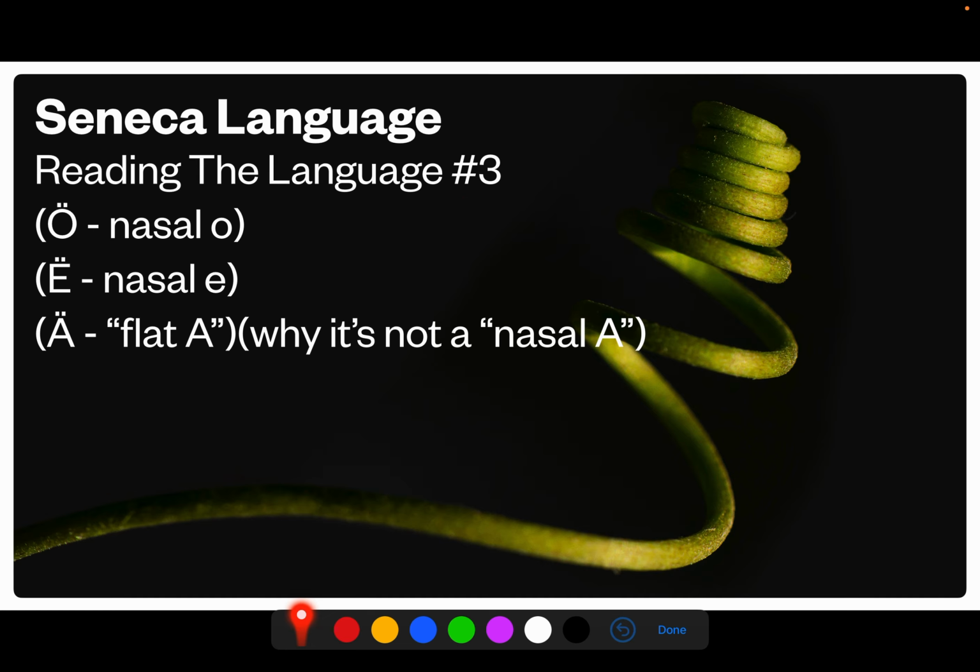This is the third video I've made about reading the language. I'm going to go over the nasal O, which is an O with the dots over it, and the nasal E, an E with the dots over it. And then this one, we've come to call the flat A. Some people call it A with two dots. I'll show why it's not a nasal A. I know it's easy to label it nasal A because this one is nasal E and nasal O, but I'll show why it doesn't nasalize, and you probably don't want to call it a nasal A. But to each their own.